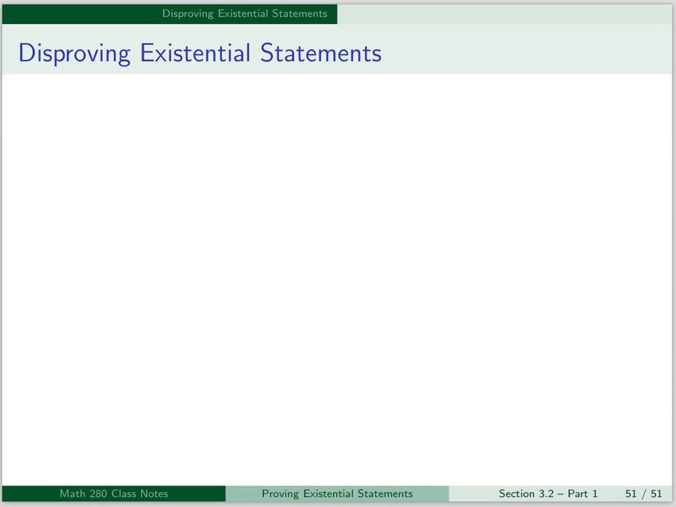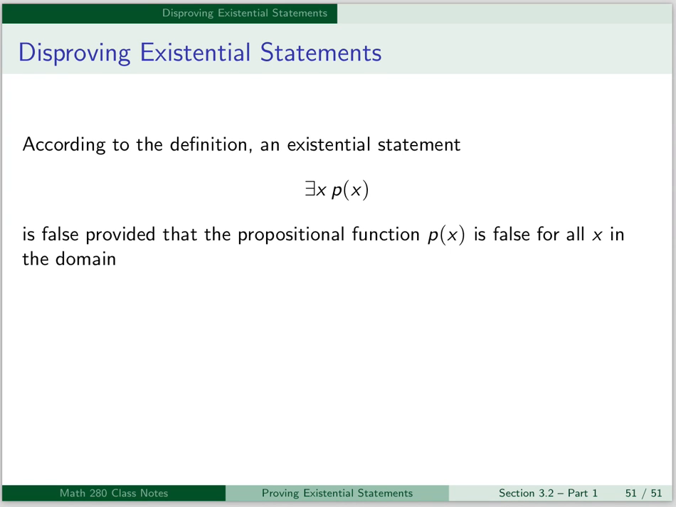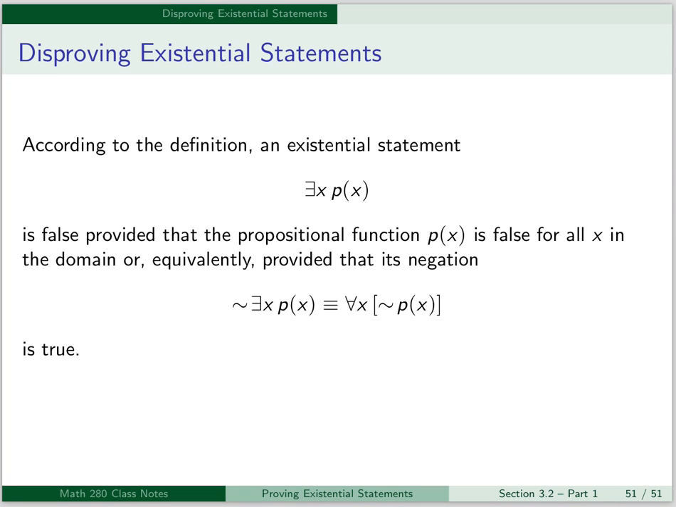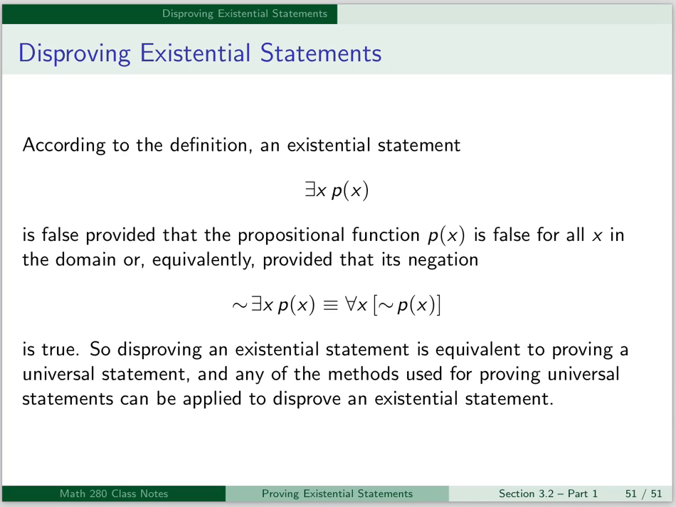We're going to close the video by discussing very briefly disproving existential statements. According to the definition, an existential statement, there exists an x such that p of x, is false provided that the propositional function p of x is false for all x in the domain. Or equivalently, provided that its negation, not there exists an x such that p of x, which is equivalent to for all x, not p of x, is true. So disproving an existential statement is equivalent to proving a universal statement with the propositional function negated. And so any of the methods used for proving universal statements can be applied to disprove an existential statement.